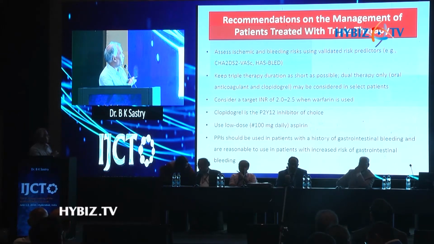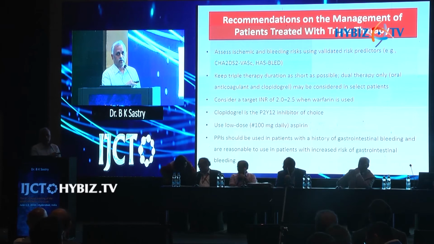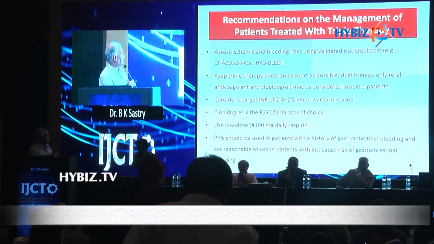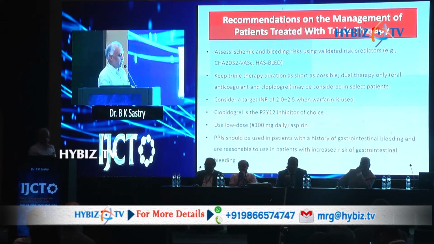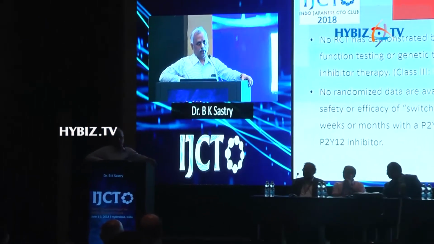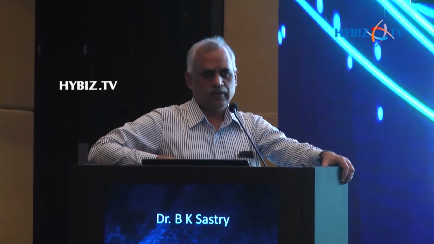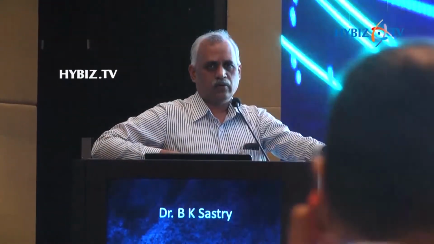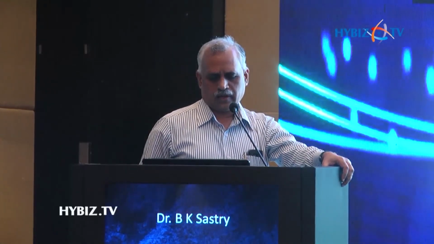Now, in certain special situations, with patients on triple therapy, we should be very careful. That is, with oral anticoagulants, apply the bleeding scores, and consider a target INR of 2 to 2.5. Keep the duration of triple therapy as short as possible. And whenever you use this, use clopidogrel, not other drugs, and use low-dose aspirin, and a PPI should preferably be given in these patients. And there are two myths that we should know. There is no scientific rationale for doing genetic testing to determine which kind of GP 2B3A inhibitors or P2Y12 inhibitors to give. And second, there is no scientific rationale for switching from one antiplatelet agent to another. And you have to take measures to minimize bleeding.